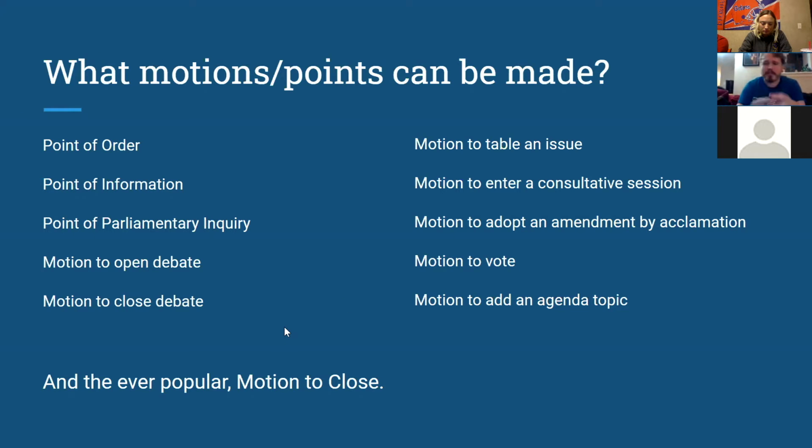Of course, these are just some examples. Everyone's favorite is, of course, the motion to close. I know that personally in my chapter, we kind of fight over who gets to give the motion to close. And by fight, I mean just vehemently raise our hands.